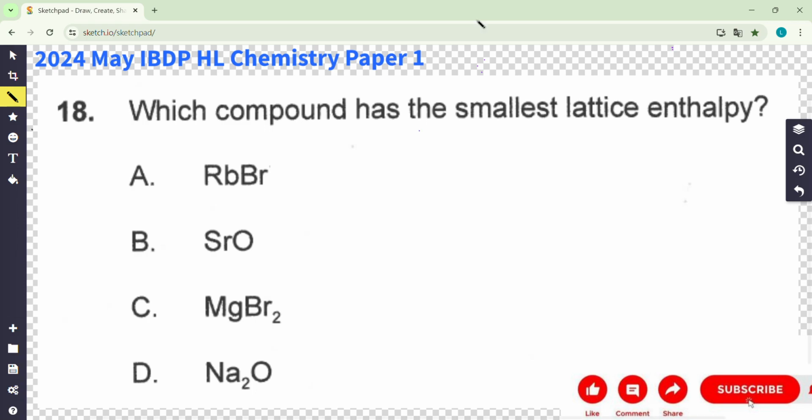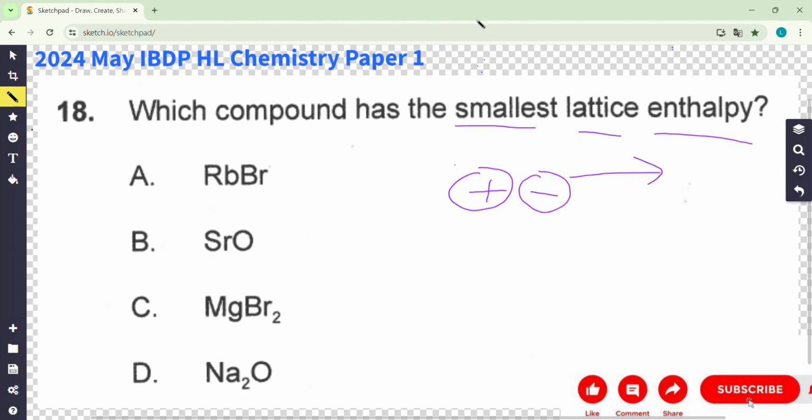Question 18 is about lattice enthalpy. So first, remember what lattice enthalpy is. They are ionic lattices. The lattice enthalpy is the energy to separate them completely. So it depends on the attraction.